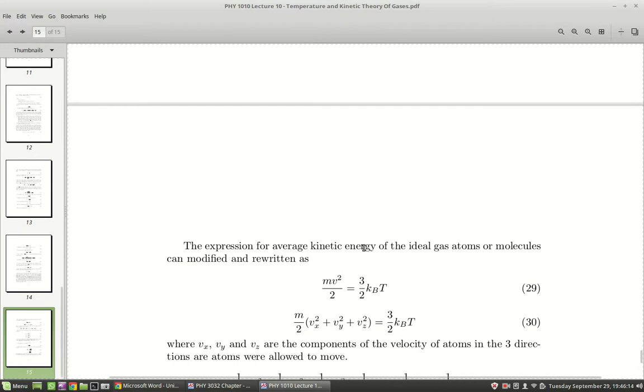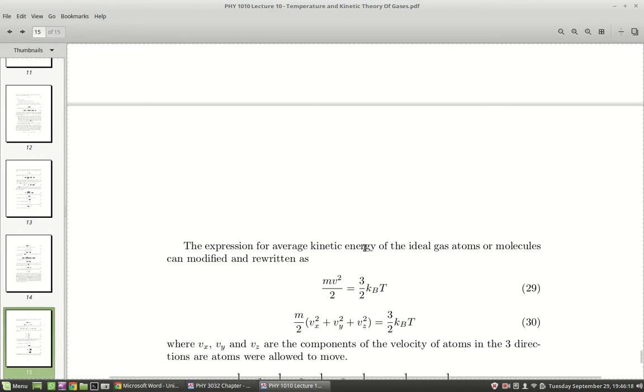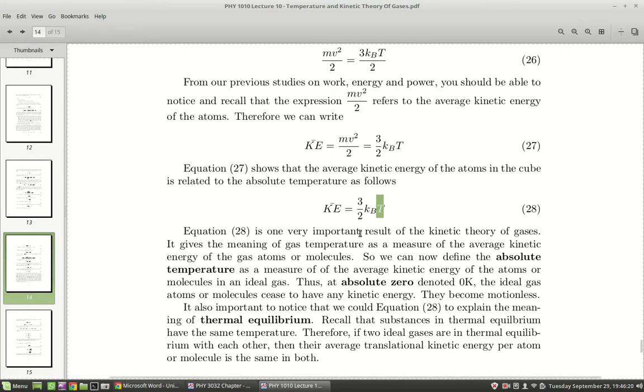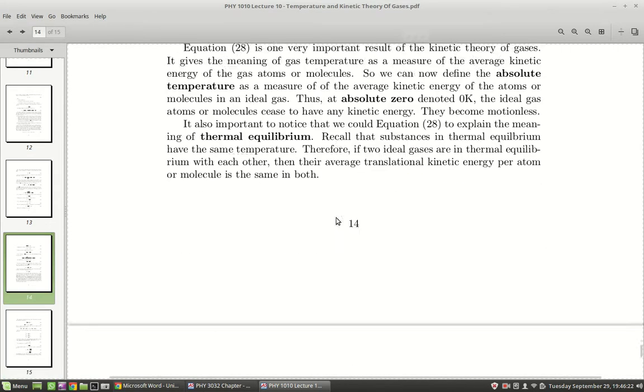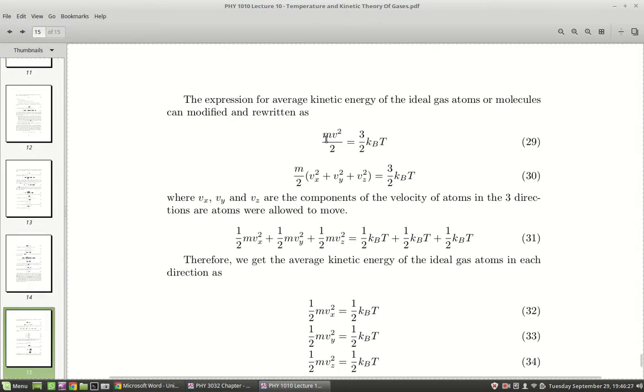Okay. Next, we proceed to rewrite this. We know the kinetic energy part, so this equation we can rewrite like this. This gives us mv squared divided by 2, which is equal to, that's the kinetic energy, 3 over 2 kbT, like that. Now, this velocity, v squared.